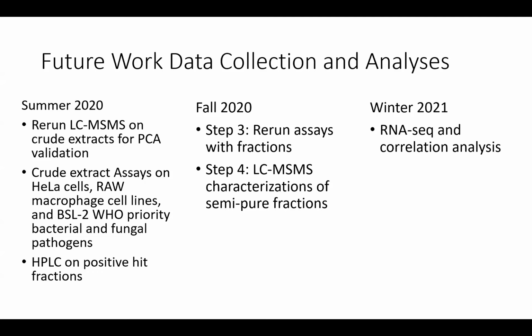And then to perform the first fractionation of positive hits to get ready for the second round of assays, which then by the end of fall, I'll have rerun those assays with those more pure fractions and use the mass spec to characterize those semi-pure fractions, leaving me to, in winter, be able to extract RNA from the mycelium that I've saved and to do that correlation analysis to begin generating hypotheses about the genotype-phenotype linkage, and to validate that the compounds from the active fractions are being produced by the organism that I'm working with.